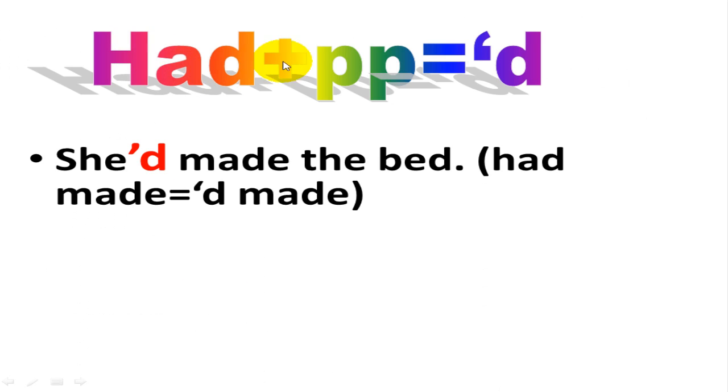Had plus PP, past participle. She'd made the bed. So we have here had made. Had made means it made.